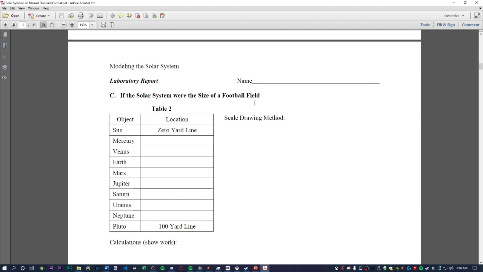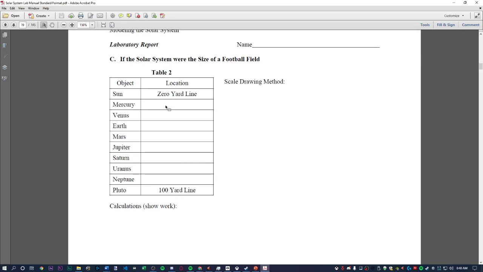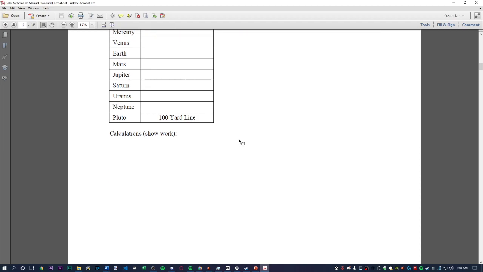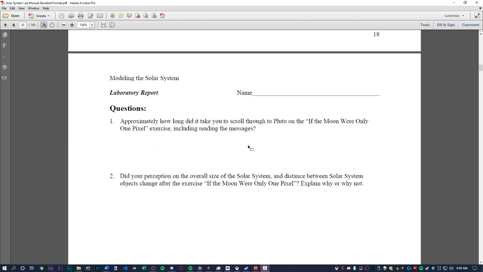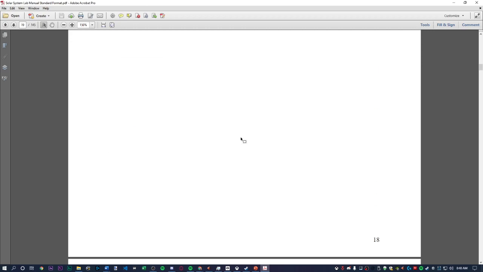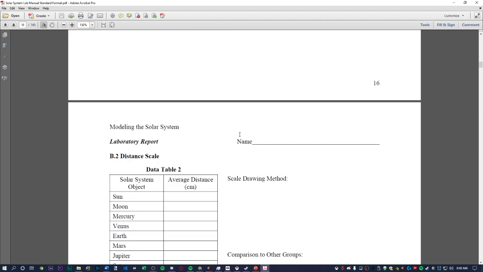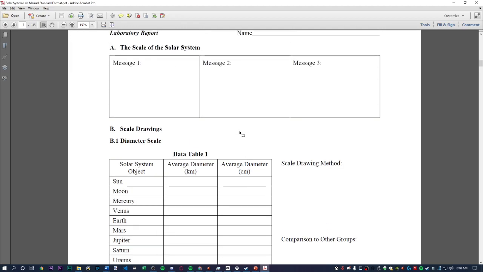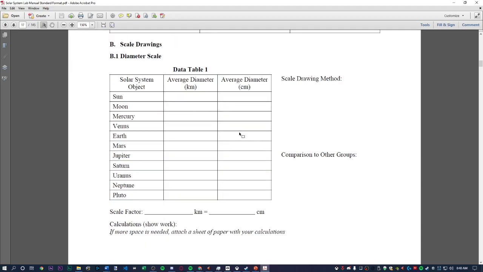And then it's kind of the same thing with part C. If the solar system were the size of a football field, 0 to 100 yards, every object in the solar system is going to be between 0 and 100 yards, and you'll have to figure out the scale factor for that as well. And then you'll answer the questions, and that's basically it. If you collab with your classmates over the next few days, you shouldn't have a problem with it.